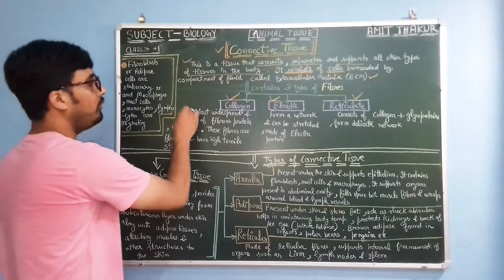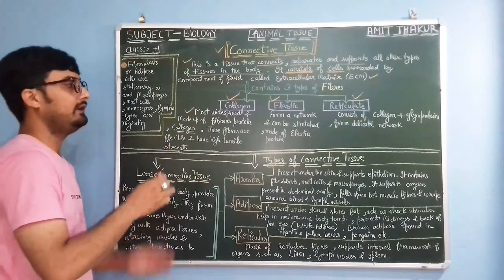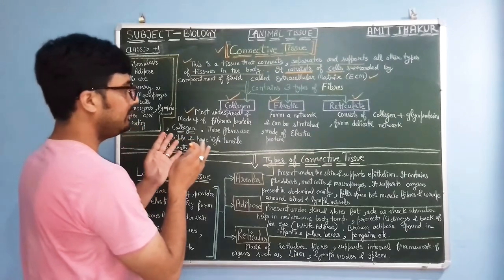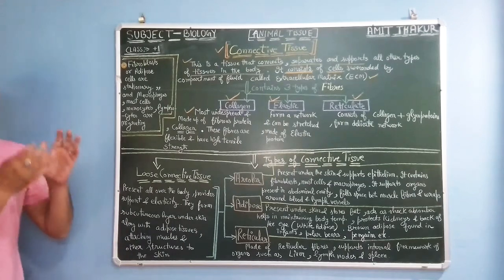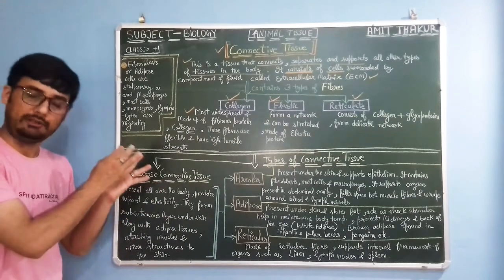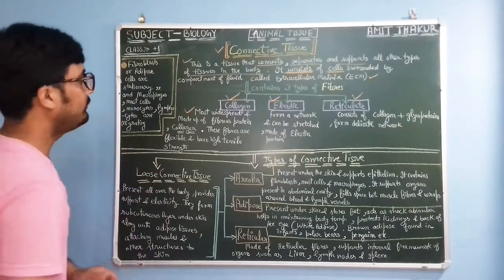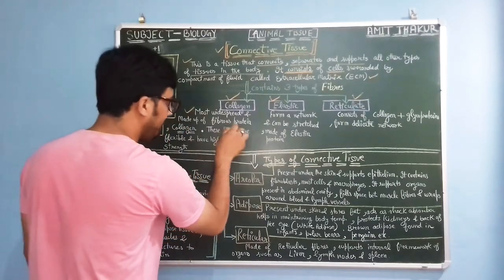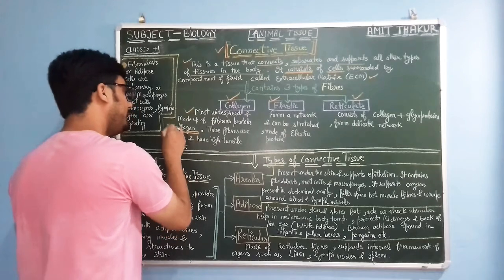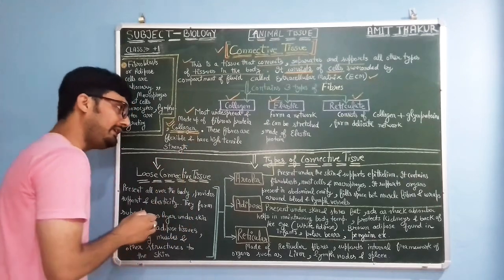Collagen fiber is the most widespread. सबसे ज़्यादा ये collagen fiber ही मिलती है. So it is most widespread and it is made up of a fibrous protein known as collagen. It is made up of collagen protein.